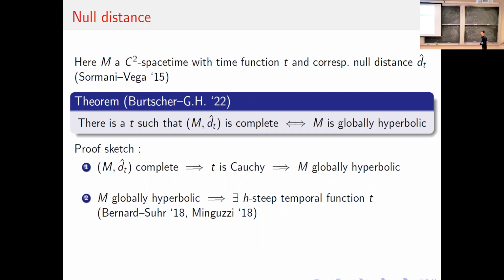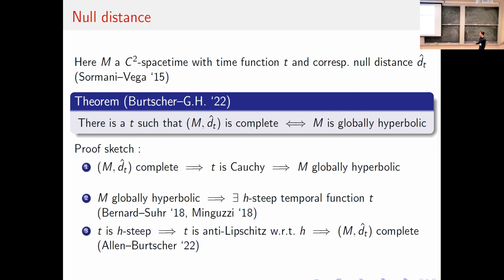The existence of such an H-steep temporal function was shown independently by Bernard, Suhr and Minguzzi for other reasons. But it turns out that these make the null distance complete. The idea is that if you're H-steep, then you have a kind of anti-Lipschitz property, because you're saying that the time function grows faster along a causal curve than the length of the curve. It was already known from a paper of Allen and Burtscher that if you have a time function with this anti-Lipschitz property with respect to a complete metric, then the null distance is also complete. And this finishes the proof, basically.